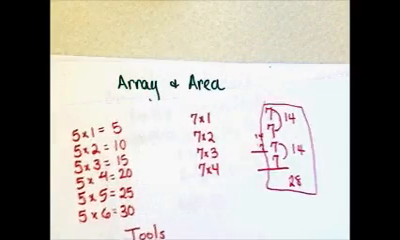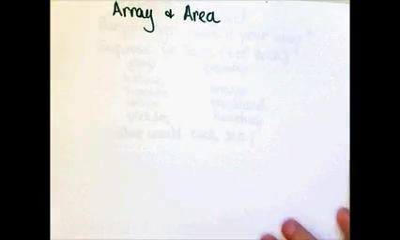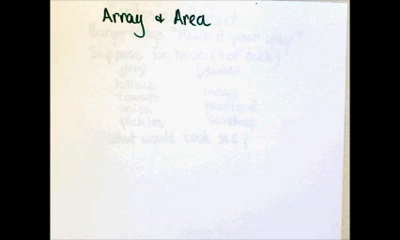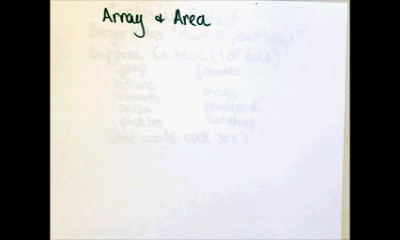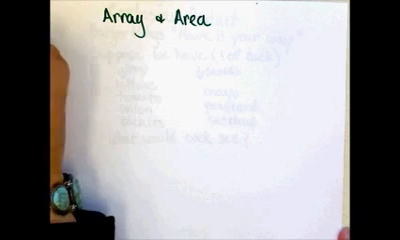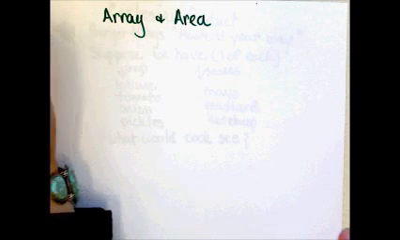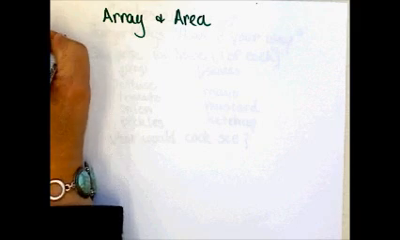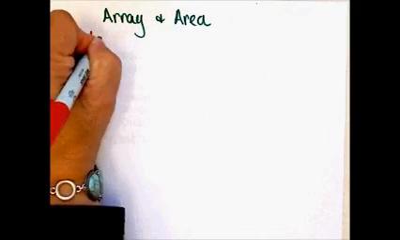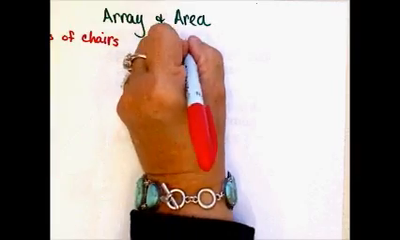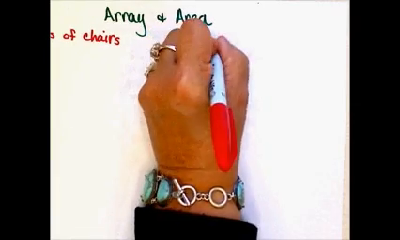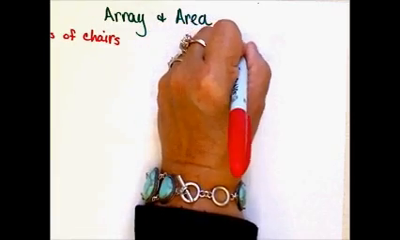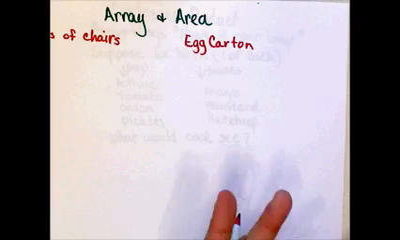Now, let's take a look at and think about the concept of an array or an area model. An array or an area model is really important to see, and one of the best area models that you can look at would be rows of chairs in a classroom, or eggs in an egg carton, or muffins in a muffin pan.